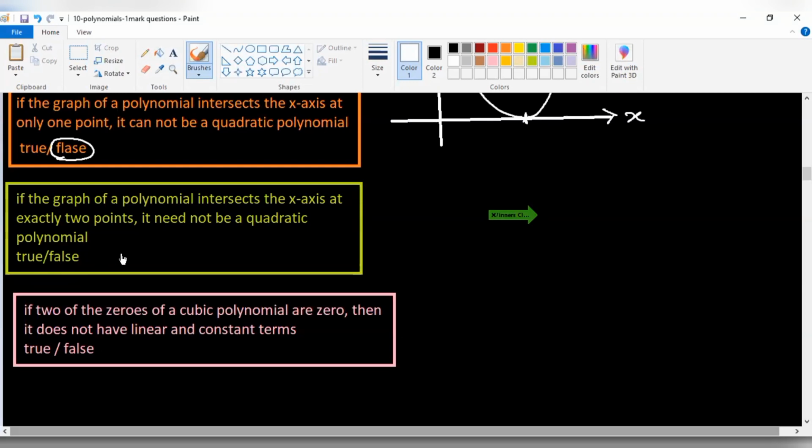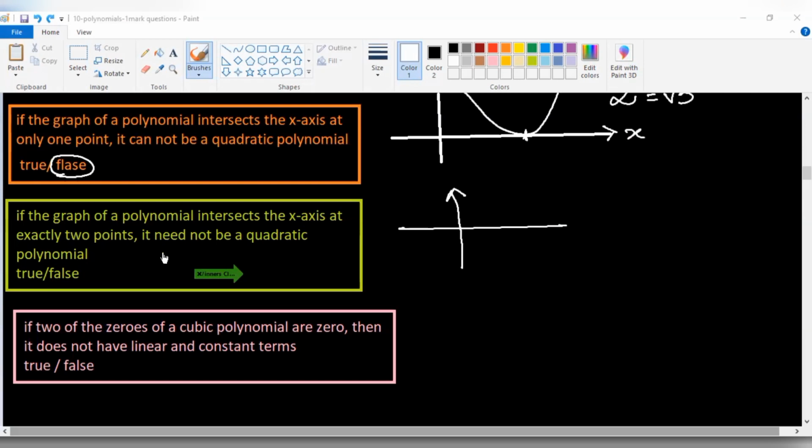True or false? Okay, so we know there are 2 zeros for a quadratic polynomial. Sure, but it touches or cuts the x-axis exactly at 2 points doesn't mean that it is of course a quadratic polynomial. It can be a cubic polynomial or something else, right? So the statement is actually true. It is given that it need not be a quadratic polynomial. That is true because it can be a cubic polynomial or something else. So it is true actually.